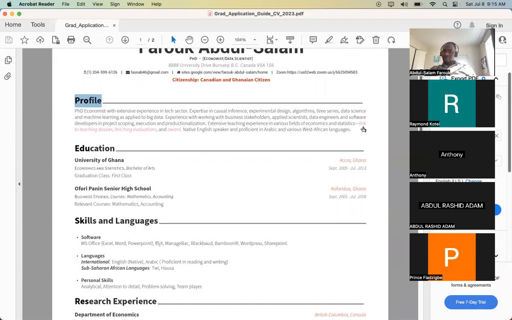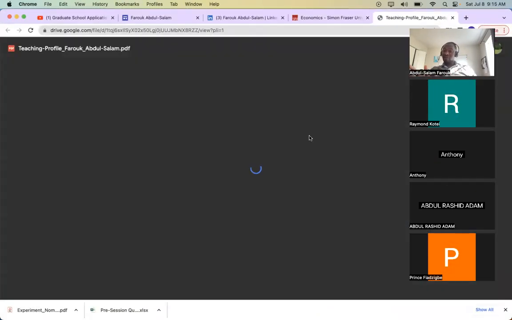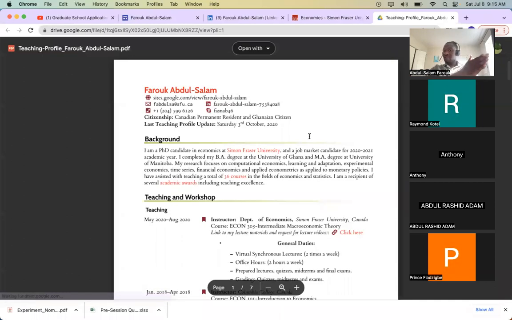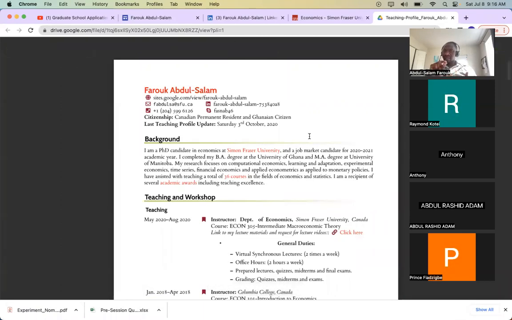And also, you might have realized that I'm attaching a link to what I claim to have. For instance, I claim to have taught a lot of courses in statistics and economics. So this is my teaching dossier. If you click it, it will take you directly to my teaching dossier, which is basically on my website. That's the beauty of such CVs, where you can just highlight something.